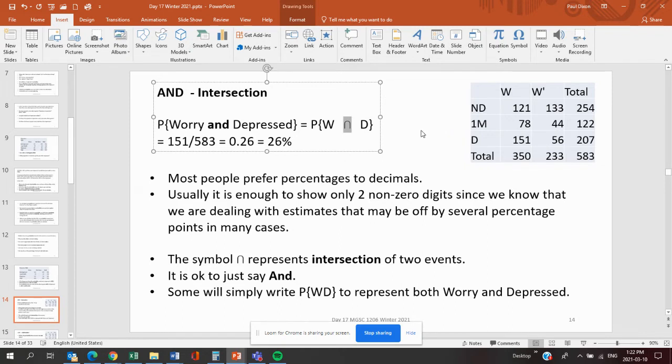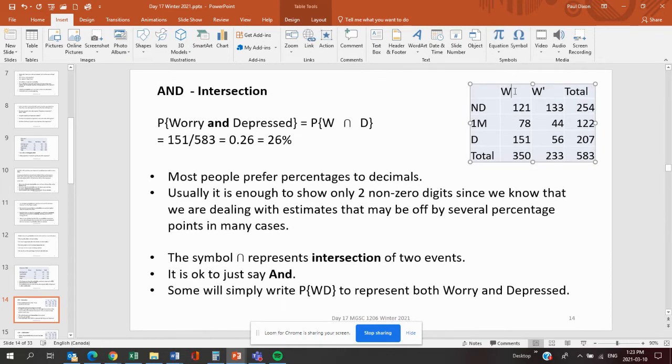I hate Venn diagrams. If you want to talk about intersection, I think of an intersection being where 2 streets cross. Where does Roby Street cross with Quinpool Road? Well, here's Quinpool Road going down, and here is Roby Street going across. Where do they intersect? It's these 151 people. And I divide through by the 583, and I get 26%. They worry a lot, depressed a lot.